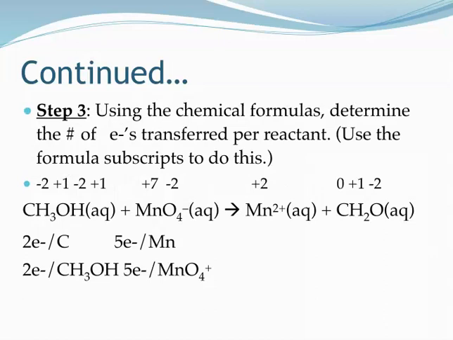Step 3 becomes important when the chemical formulas for the entities involved in the reaction have more than one atom of the oxidizing agent or reducing agent. In this example, there is only one carbon in methanol, so there is still a 2 electron transfer per molecule. There is only one manganese atom in a permanganate ion, so there is still a 5 electron transfer per permanganate ion.